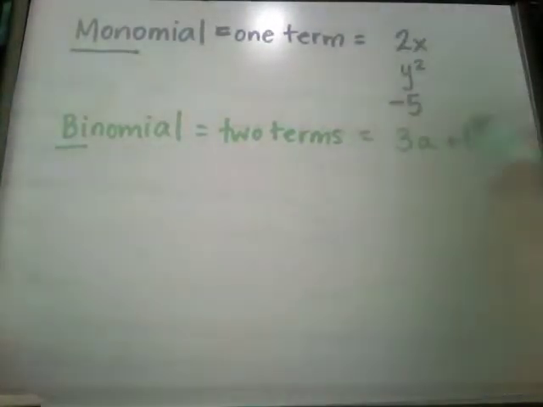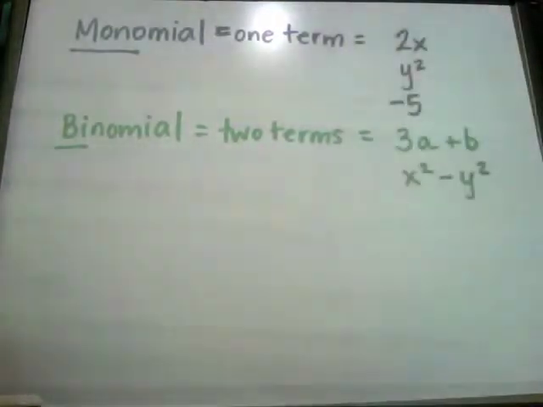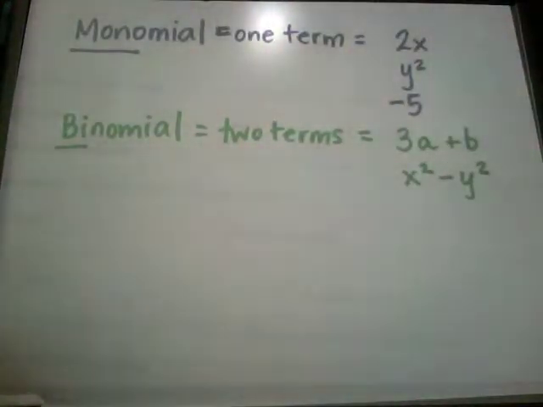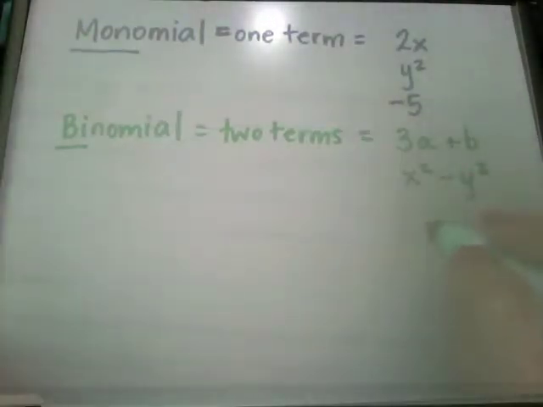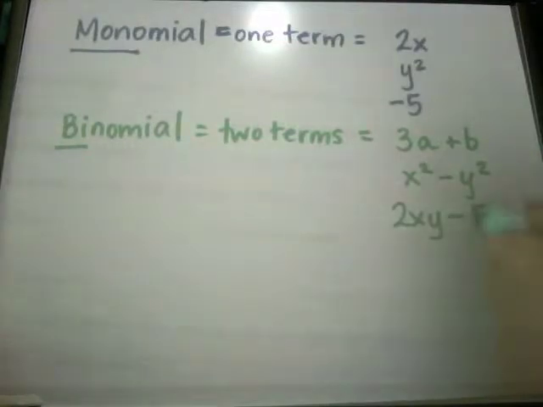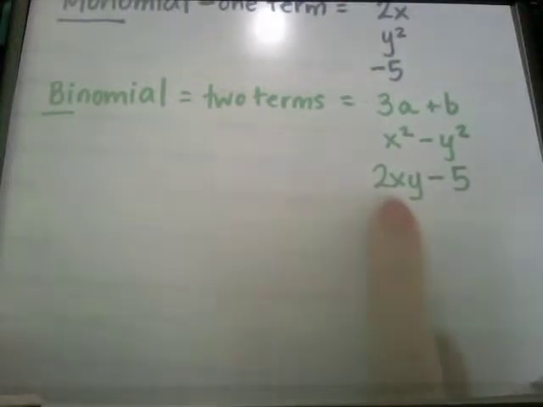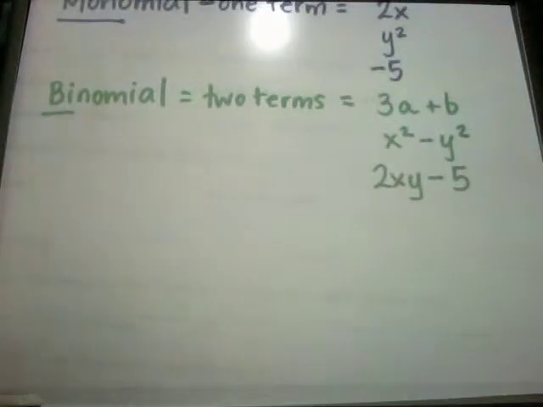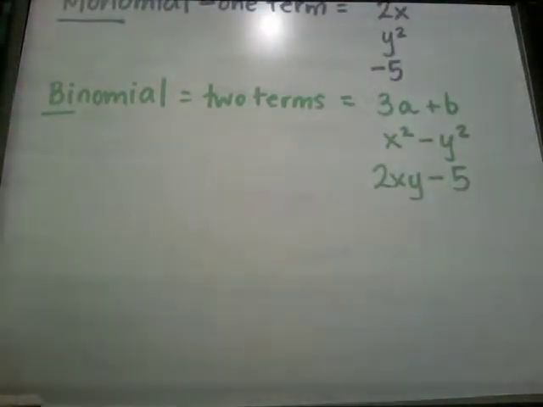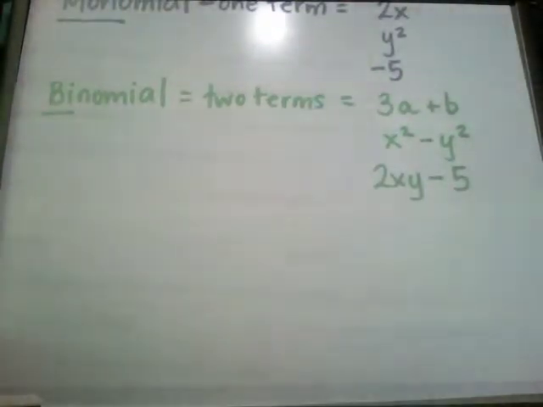I could have something like x squared minus y squared. It can be addition, it could be subtraction. You can have exponents, you can have variables. You could even have something that's a little more complicated, like 2xy minus 5, something where there's more than one variable. This is still 2xy, that's one monomial, that's one term. So binomials have 2 terms, monomials have 1, and finally, polynomial.